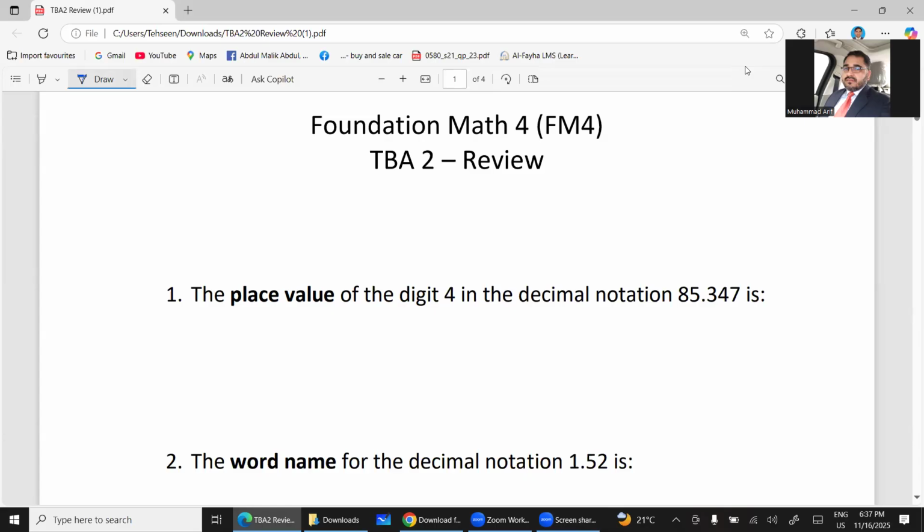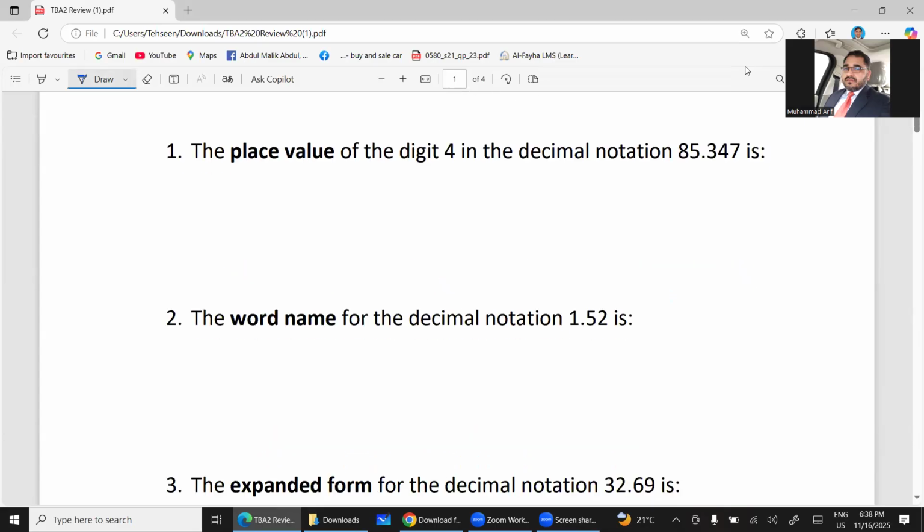Review for TBA2. Question number 1: the place value of the digit 4 in the decimal notation 85.347. After the point, the first digit is tenths, the second digit is hundredths. As 4 is the second digit, the place value of the 4 will be hundredths.